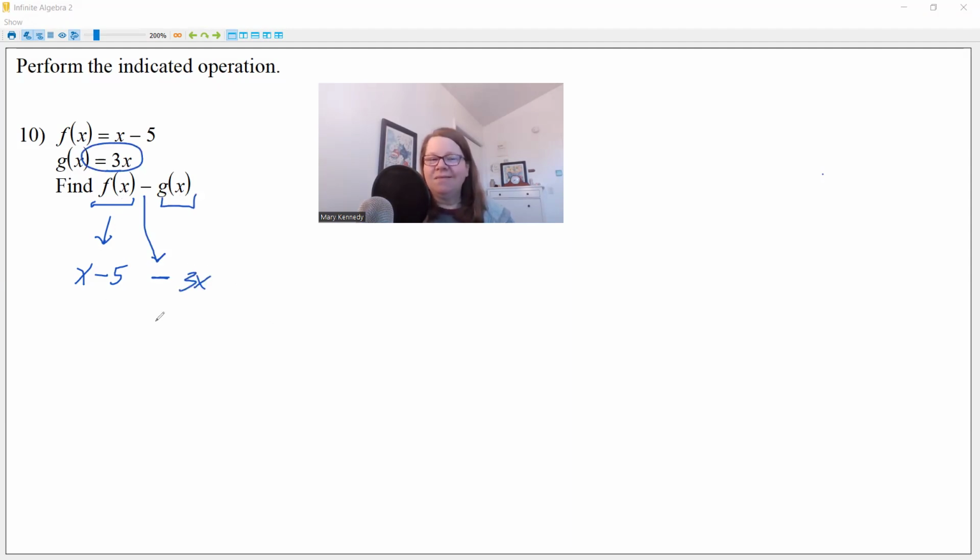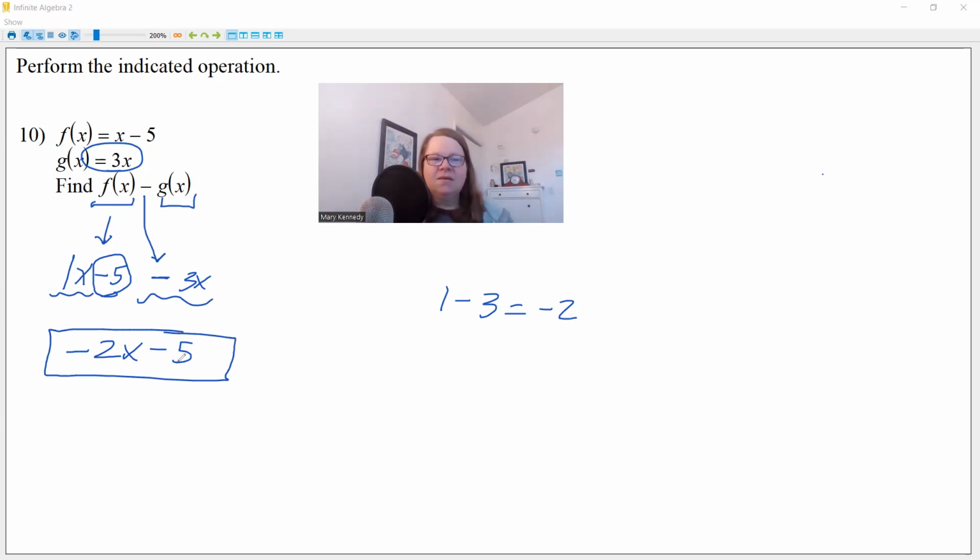Now, that's all we have to do in terms of writing it out to get the expression, and then you just combine like terms. So we have an x, that's 1x, and we have a negative 3x. Well, 1 minus 3 is negative 2, so that would be negative 2x. And then we have a minus 5, and we don't have anything to combine it with, so we'll just bring it down as well. And so that is the composition of these two functions when we're subtracting.